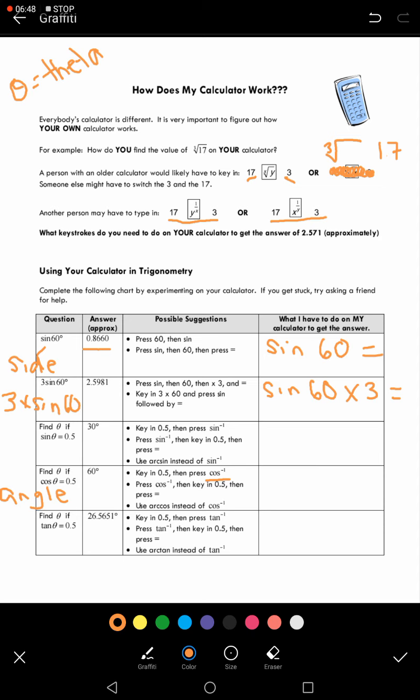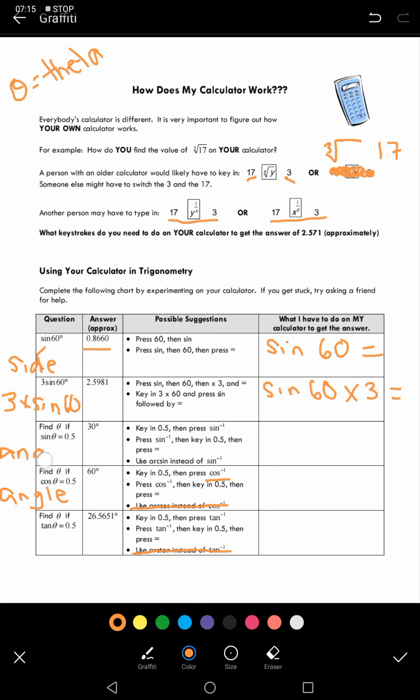Okay, so that's the first option. You could also potentially press cos to -1, then key in your 0.5. And don't worry about that last one because we're probably not even going to deal with that. Same with this one. Okay, oh, look at me, I'm looking at the wrong one. Sorry, we skipped one. We'll go back up to this one.